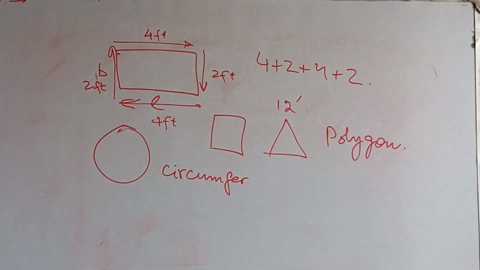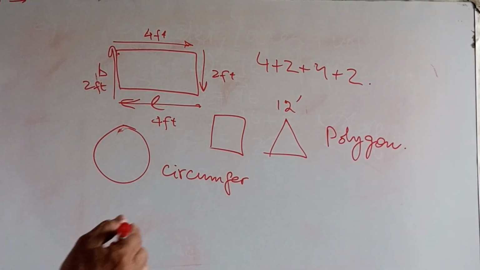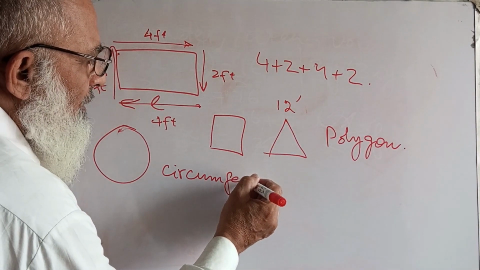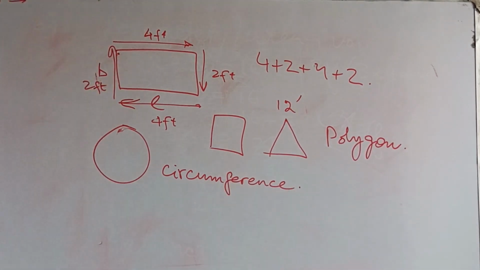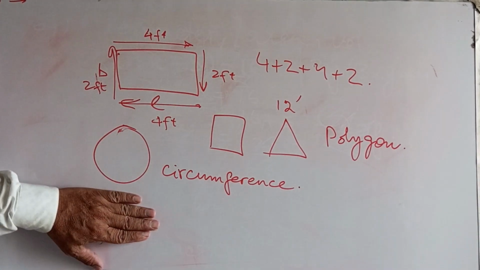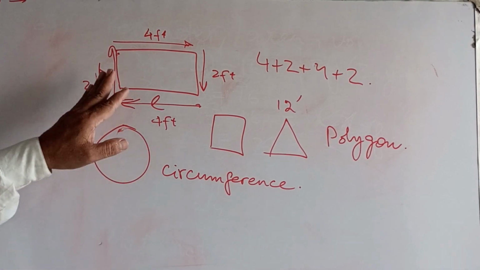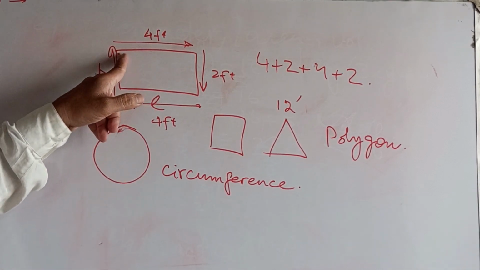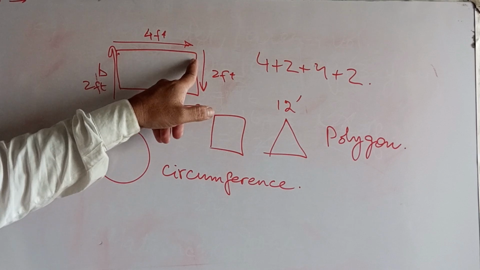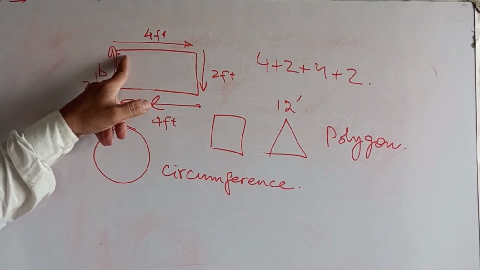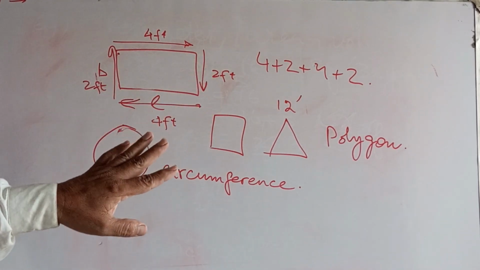Though it is the same thing, circumference has its own formula. But for the rest of all, if you place a point and go from here to here, here to here, and back here, it will be your perimeter.